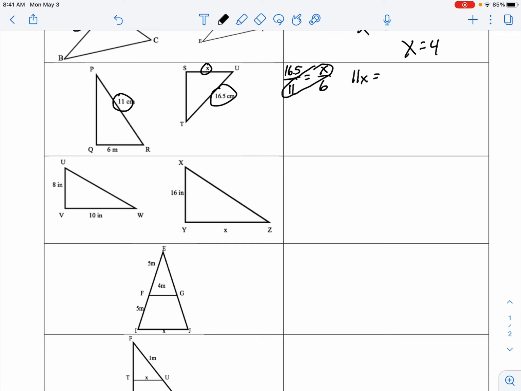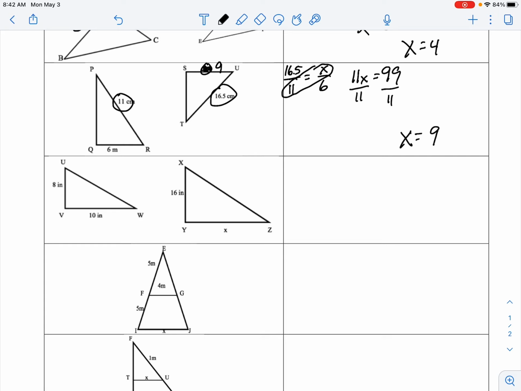So 11 times x is equal to 16.5 times 6. Not prepared with a calculator. Give me 1 second. And 16.5 times 6 is 99. And then it's just a one step from here. Divide by 11, divide by 11. And x is equal to 9. So this is no longer unknown. We know that that is 9 long.